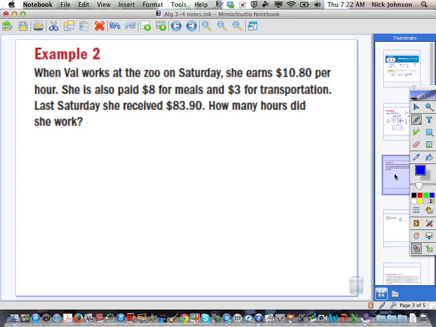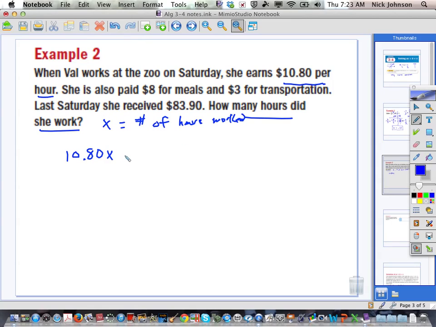Example 2 says, when Val works at the zoo on Saturday, she earns $10.80 per hour. She is also paid $8 for meals and $3 for transportation. Last Saturday she received $83.90. So she's getting paid $10.80 per hour. So that's going to be my x. I don't know how many hours she worked. That's our question. How many hours did she work? x equals number of hours worked.